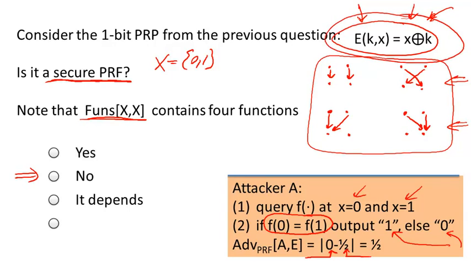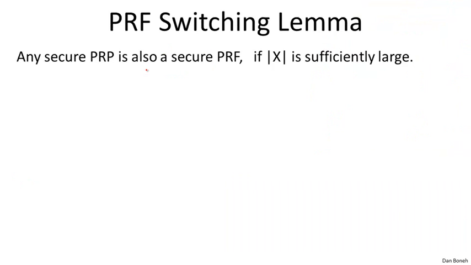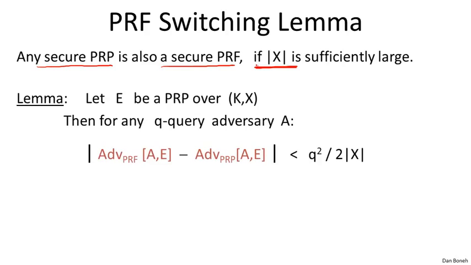Now it turns out this is only true because the set X is very small, and in fact there's an important lemma called the PRF switching lemma that says that a secure PRP is in fact a secure PRF whenever the set X is sufficiently large. And by sufficiently large, I mean, say, the output space of AES, which is 2 to the 128. So by this lemma, which we'll state more precisely in a second, AES, if it's a secure PRP, is also a secure PRF.